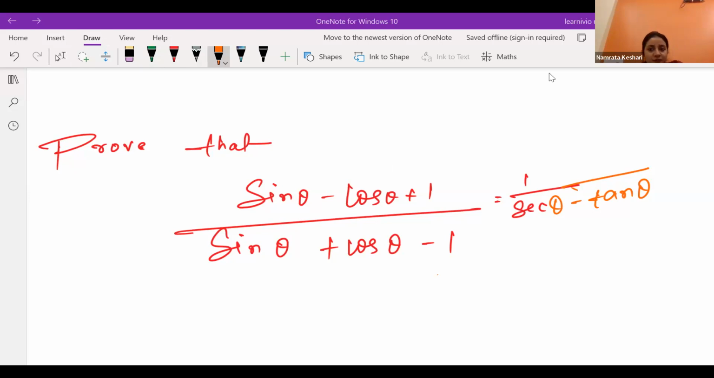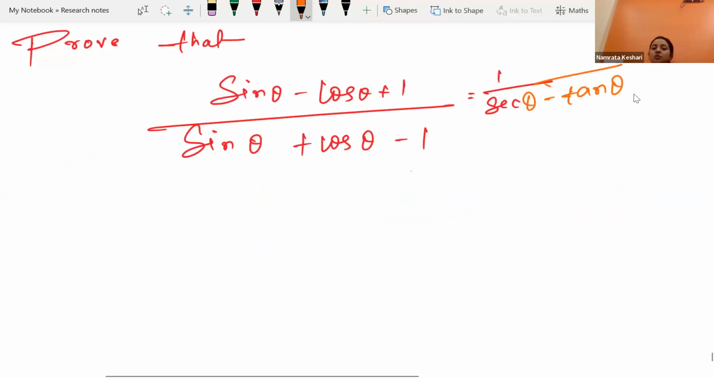Okay, let's do it. Here, if we focus on the left hand side and the right hand side, can you see that tan theta is there on the right side? And on the left side, we have sine and cos. So we will try creating tan, we will try creating sec, from the left side.